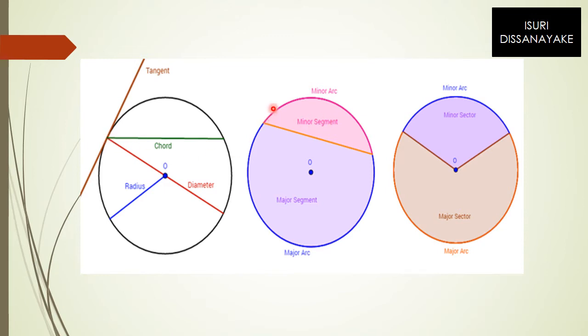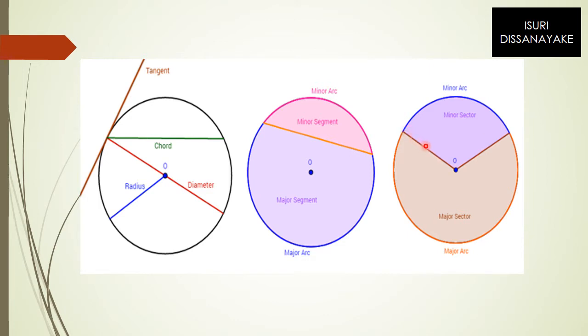And we call this arc the minor arc, and we call this the major arc. So when the minor arc and the major arc are separated with a chord, this is the minor segment and this is the major segment. This is the minor arc, this is the major arc.